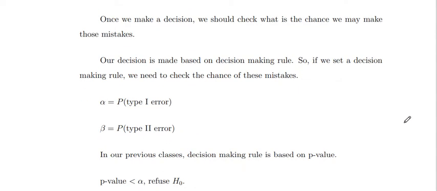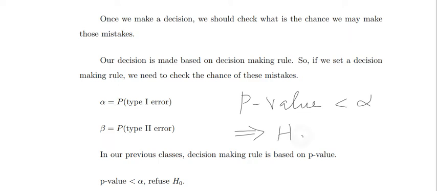So for the decision-making rule, before we use p-value, how can we say the p-value is small? We just compare the p-value with the significance level alpha. If p-value is less than alpha, then HA, or rather, reject H0.